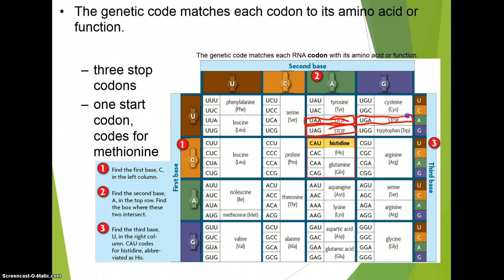So there's 3 different codons that tell RNA polymerase to stop. And there's one start codon. Isn't it AUG? Right there. That's your start codon. So you have 3 that tell you to stop and 1 that tells you to start.